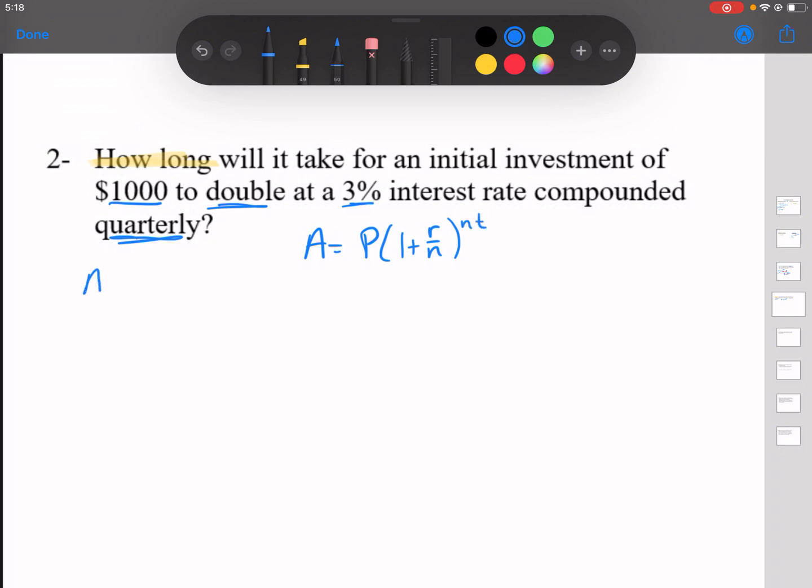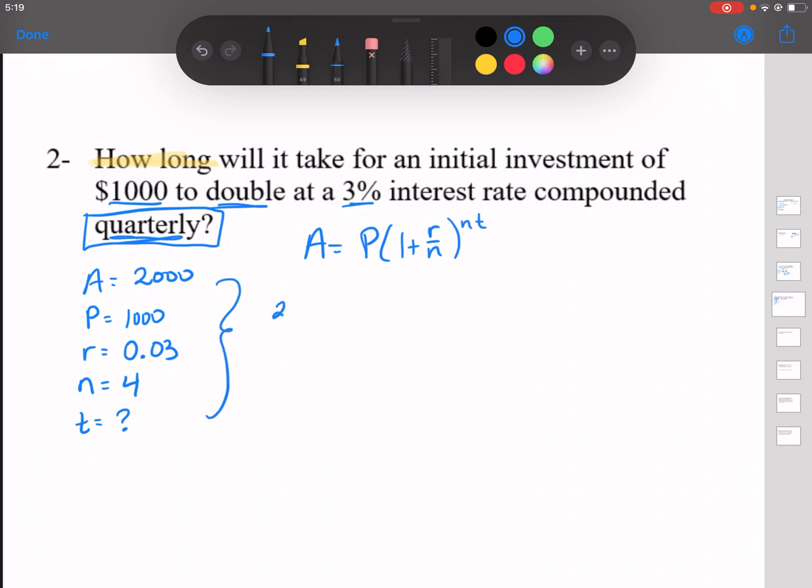And we're going to go ahead and say our A is, so remember our final amount, we're doubling 1,000. So our A is $2,000. Our principal amount is $1,000. Our rate is 3%, so 0.03. Now, n, remember, is the number of times you're compounding in a year. So if we're compounding quarterly, that means it's going to be 4 times in a year. And then t, that's what we're looking for, our time.